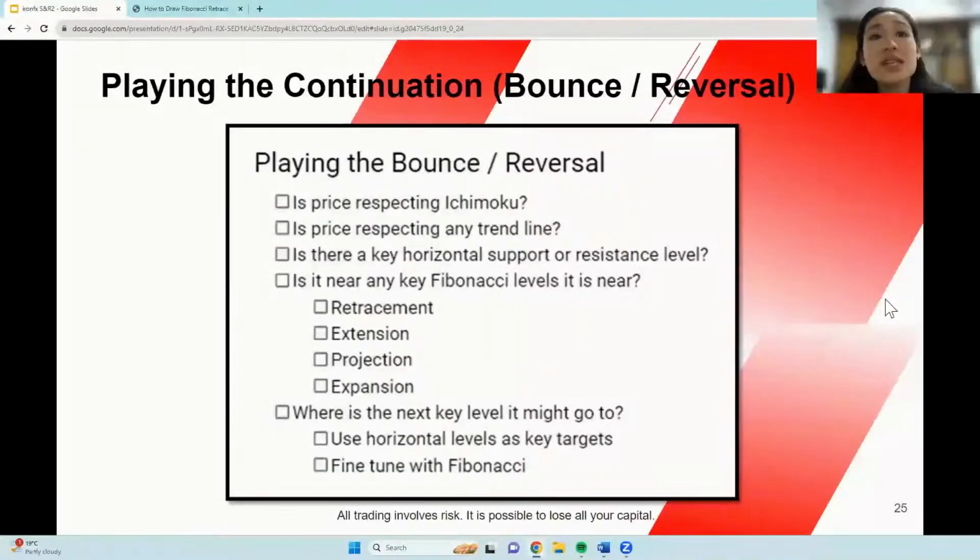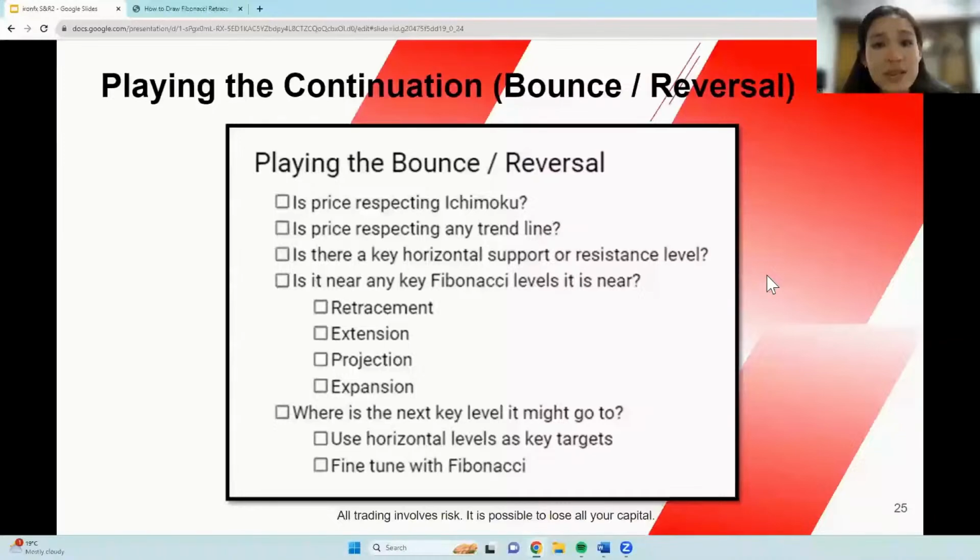Okay, so here's another checklist. This is specific to playing the continuation. You can play the bounce or reversal by firstly checking whether price respects the Ichimoku. Secondly, trend line, key horizontal support or resistance levels, and any key Fibonacci levels that it is near. These are the 4 Fibonacci techniques that we use. And where's the next key level that it might go?